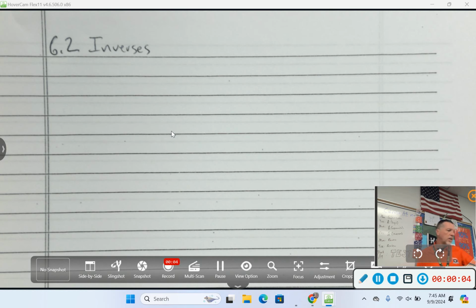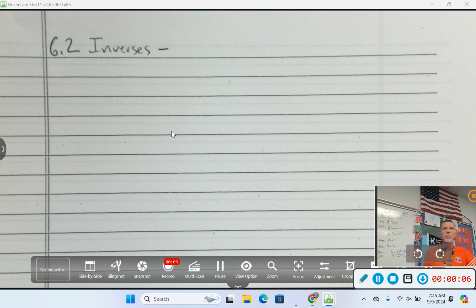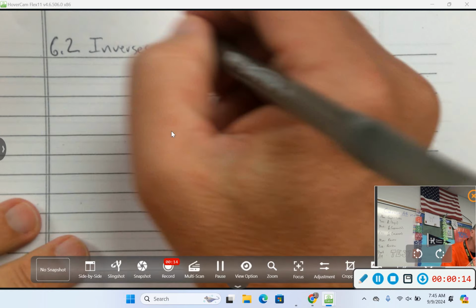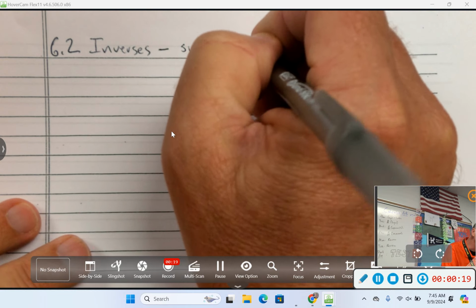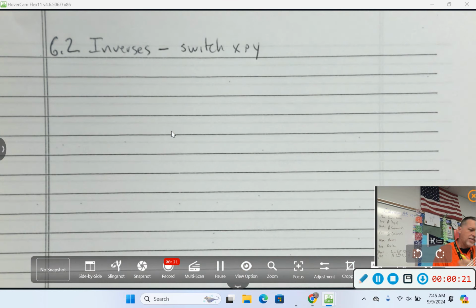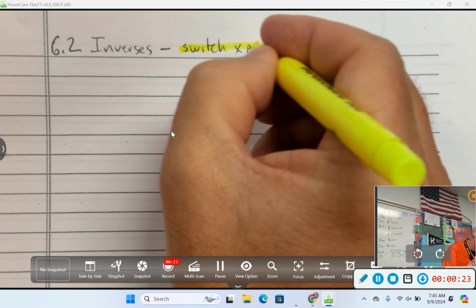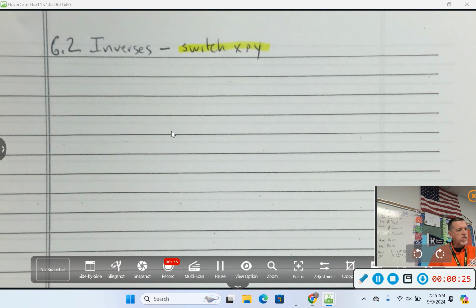Okay, inverses. The main thing you need to remember with inverses, or did you do inverses in Algebra 1? Maybe they weren't called that. If you did, they weren't called that. That's fair. The main thing for inverses is switch x and y. Yes, it is a reflection. So maybe the main thing to remember with inverses is switch x and y.